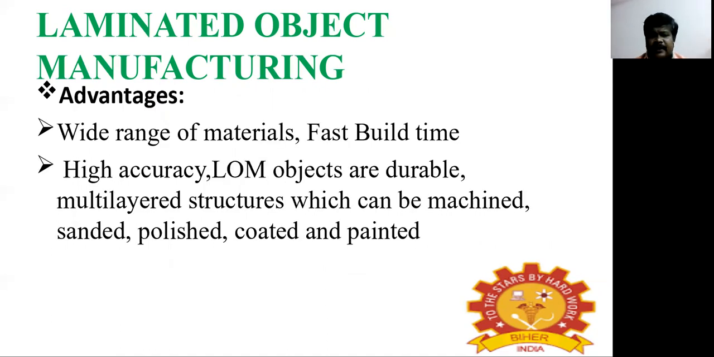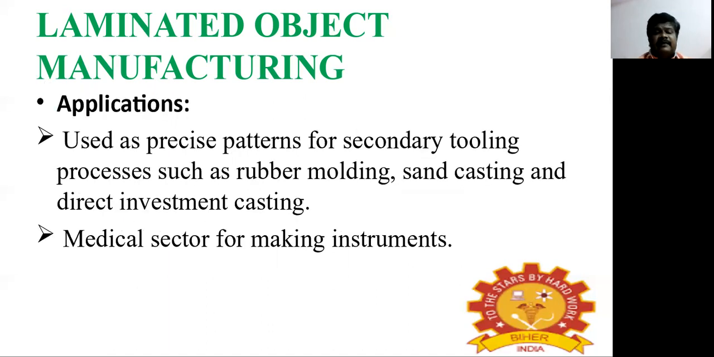So the laminated object manufacturing. If you take the laminated object manufacturing, the advantages: it has a wide range of materials, faster build time, and higher accuracy. If you take the LOM objects, they are highly durable, and as multi-structured layers, we can machine, sand, polish, coat, and paint. All these are our advantages.